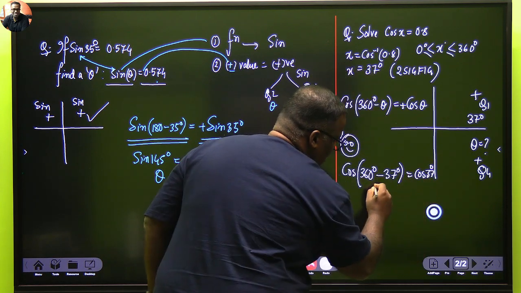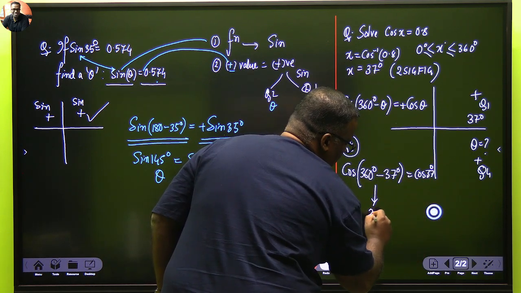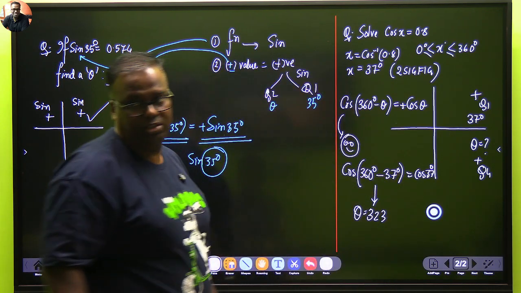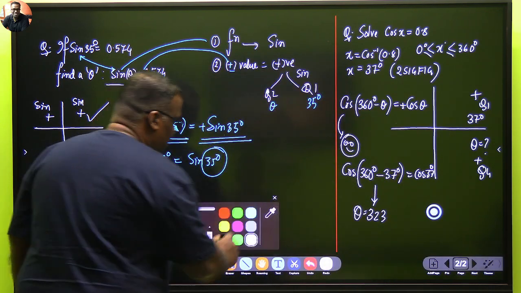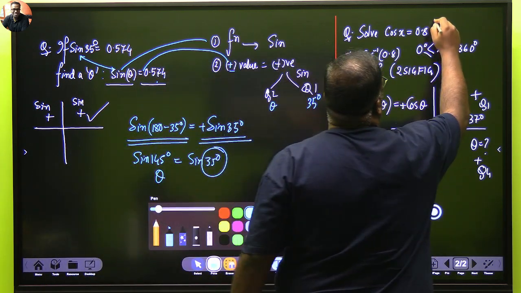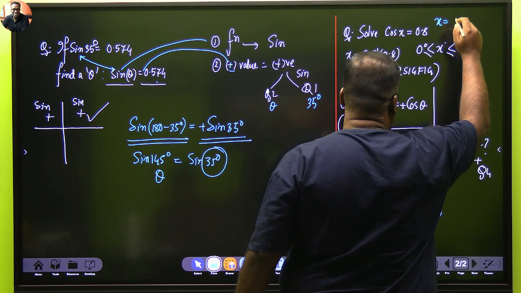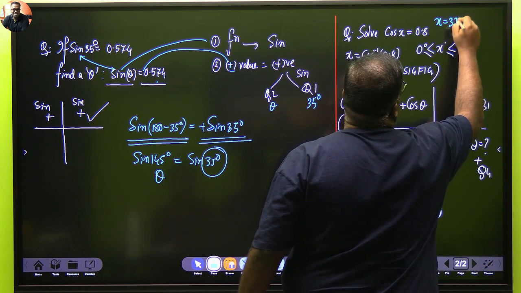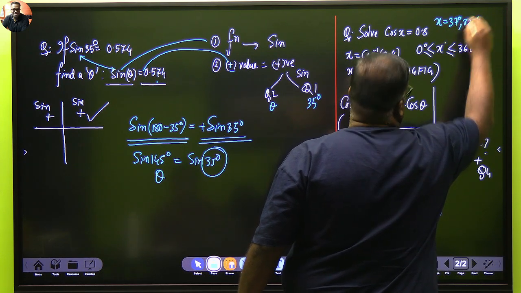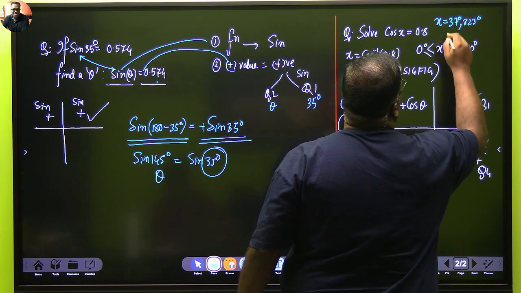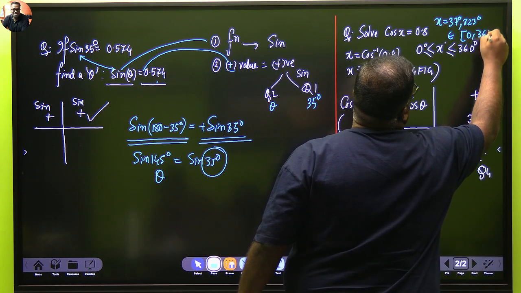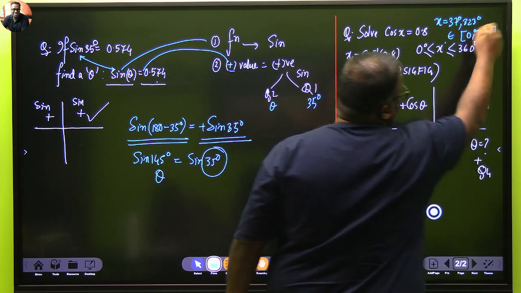And what is this value equal to? 323. So my theta, the other measurement, is 323. So what are the two angles? The two angles are x is equal to, what will it be? 37 degree and 323 degree. Both belong to the interval 0 to 360 degree, because both ends are included.